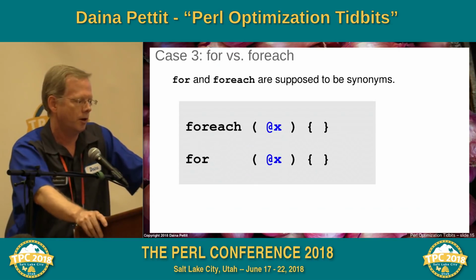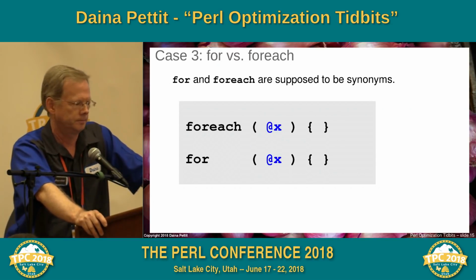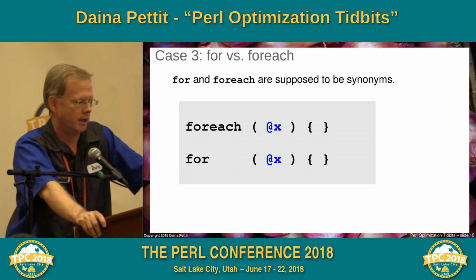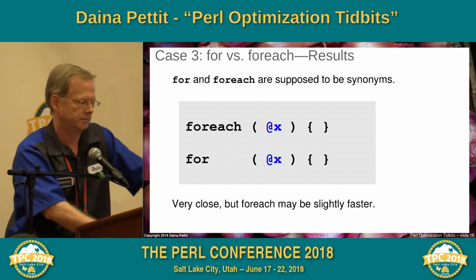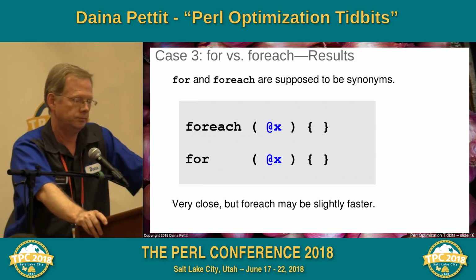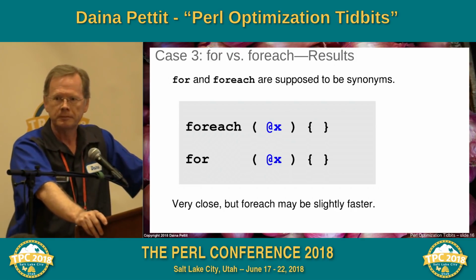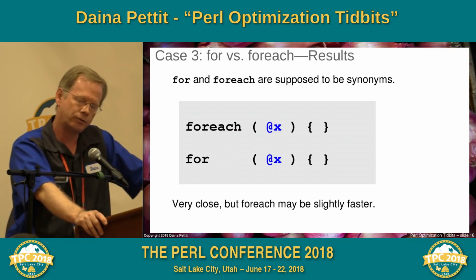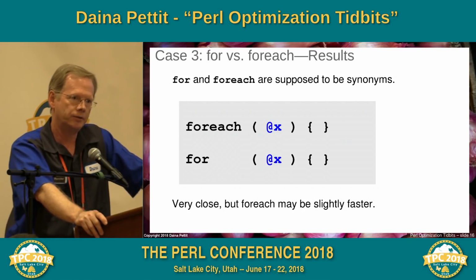Case 3, a for versus a foreach. For and foreach are supposed to be synonyms, and are they really? The answer is probably. Their performance is actually really close. A foreach might be slightly faster, but it's not enough to actually say it is faster definitively.